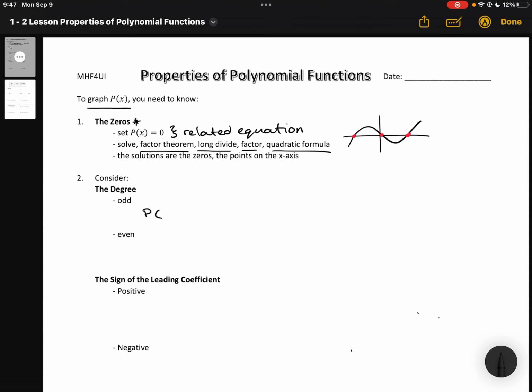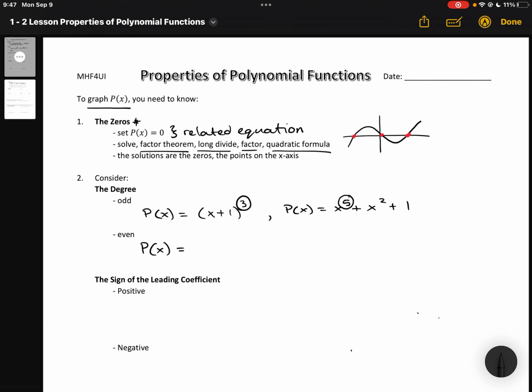So odd polynomial functions have exponents that are odd. So this is an example of an odd degree polynomial. This one is also an example of an odd degree polynomial. The highest exponent in there determines the degree of the function. If that highest exponent is odd, that makes it an odd degree polynomial.